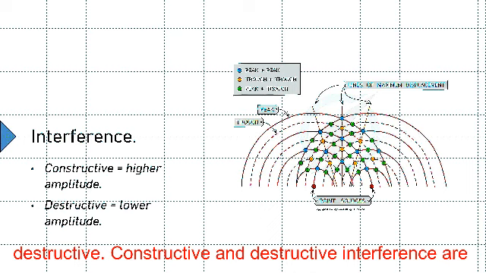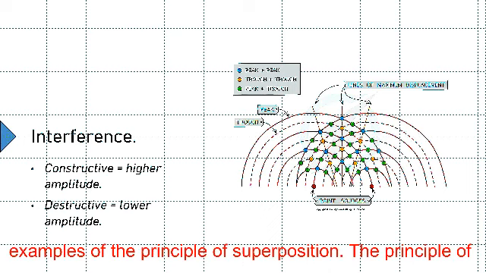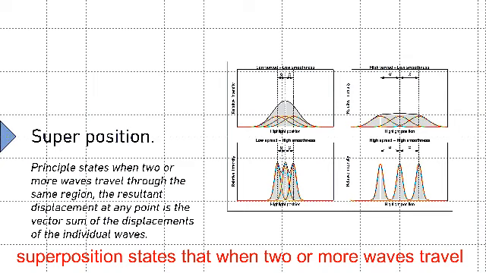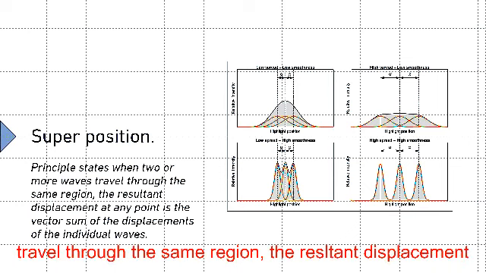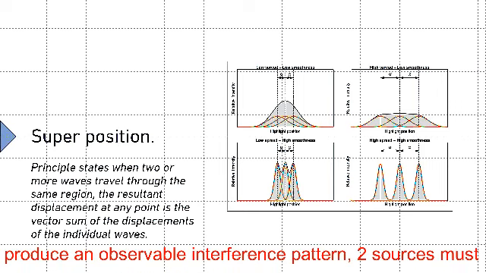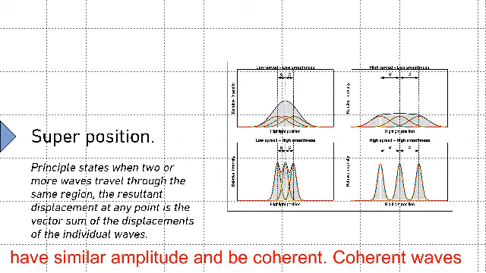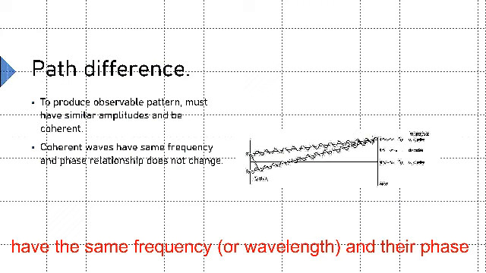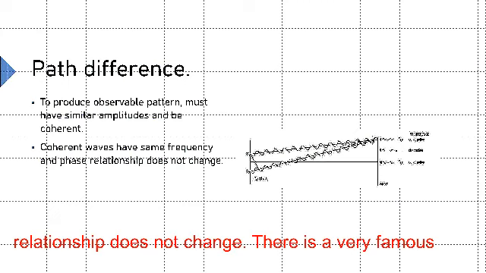Constructive and destructive interference are examples of the principle of superposition. The principle of superposition states that when two or more waves travel through the same region at the same time, the resultant displacement at any point is the vector sum of the displacements of the individual waves. To produce an observable interference pattern, two sources must have similar amplitude and be coherent. Coherent waves have the same frequency or wavelength, and their phase relationship does not change.